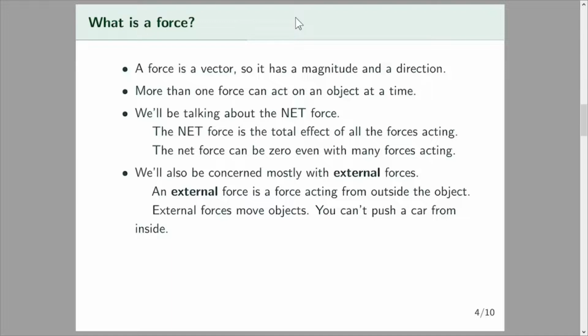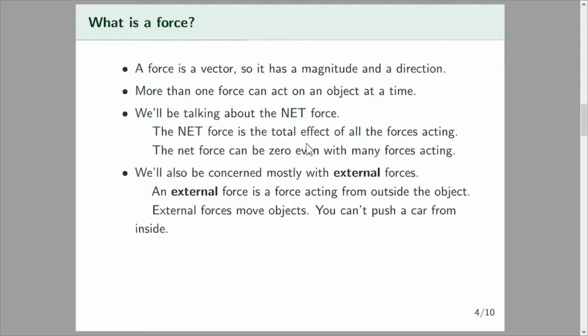More than one force can act on an object at any time. I'm sitting in a chair right now. Gravity is acting on me, and the chair is acting on me, in different directions too. The chair is holding me up, and gravity is pulling me down. So we'll be talking about what we call the net force. The net force is the total effect of all the forces acting, and you have to add them like vectors. If I weigh 180 pounds, that means gravity is pulling down on me with 180 pounds. If I'm not moving, then something has to be opposing that, and that's the chair. The chair is pushing up on me with 180 pounds.